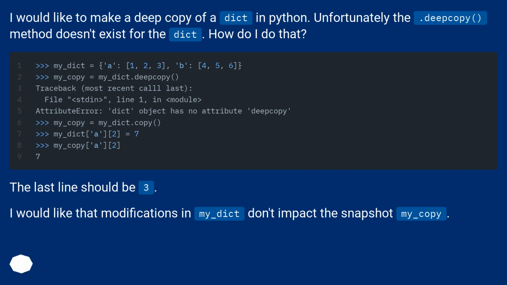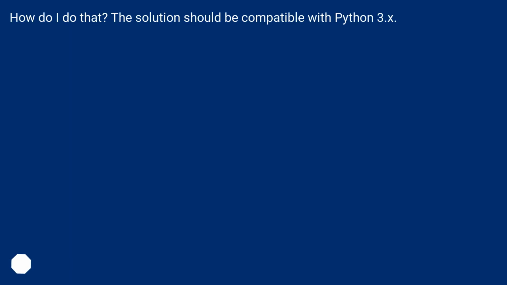The last line should be 3. I would like that modifications in my_dict don't impact the snapshot my_copy. How do I do that? The solution should be compatible with Python 3.x.